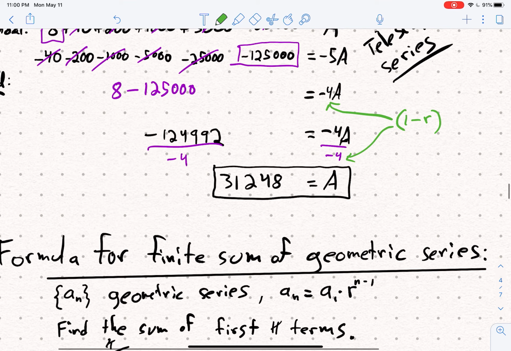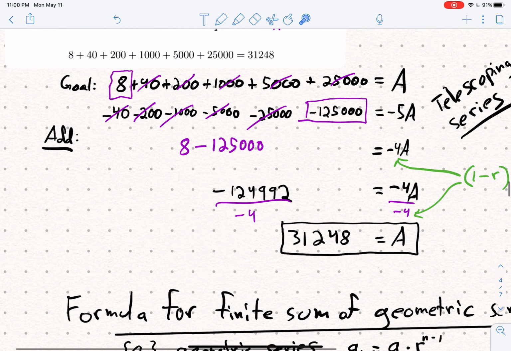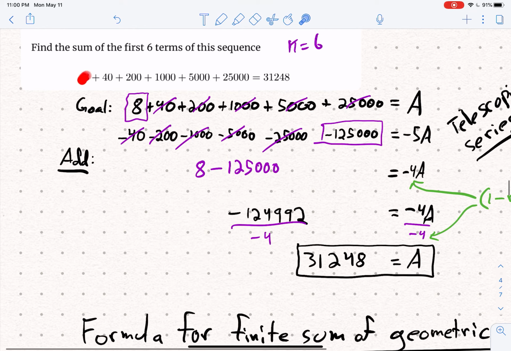Now, the question then is, where did the top of this fraction come from? Well, the top of this fraction, that negative 124,992, it came from this term minus this term. If we look back at these terms where they came from, the first term, that 8, is like our a1. It's the first term of the sequence. So this 8 is like an a1.